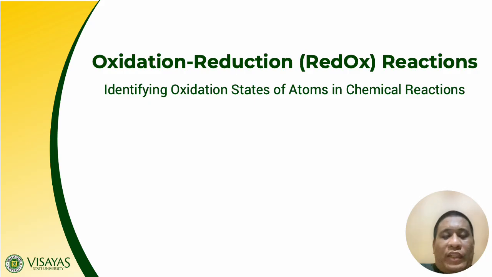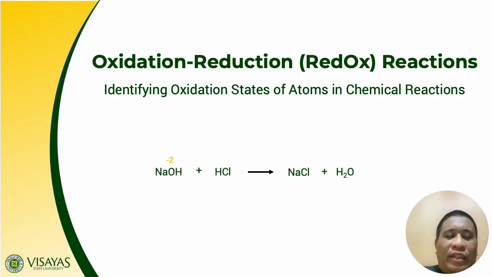Now, we expand this idea into the atoms of chemical reactions. So say, for example, we have here a reaction between sodium hydroxide and hydrochloric acid to form sodium chloride and water. So we can identify the oxidation numbers of each of those elements present between reactants and products.